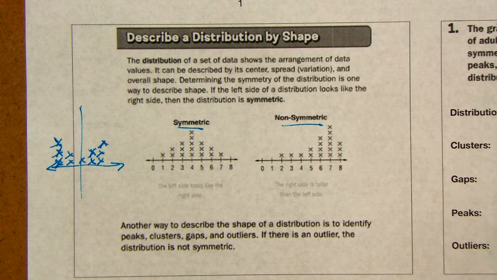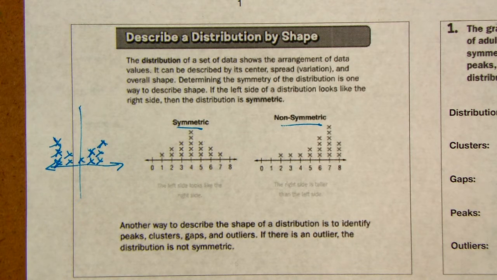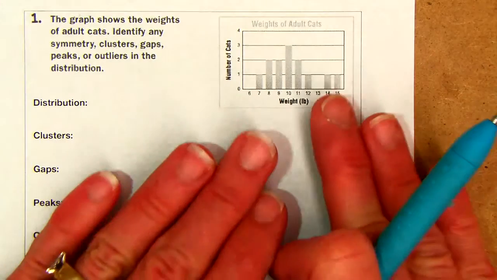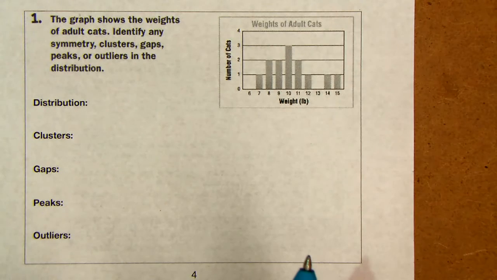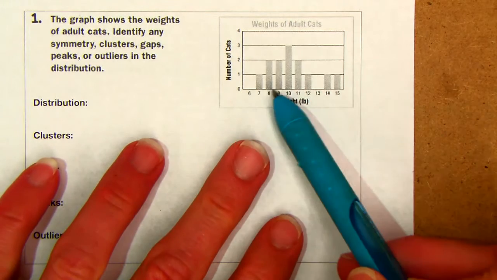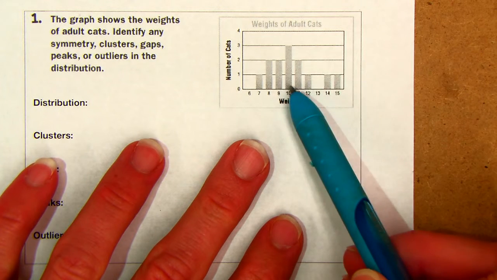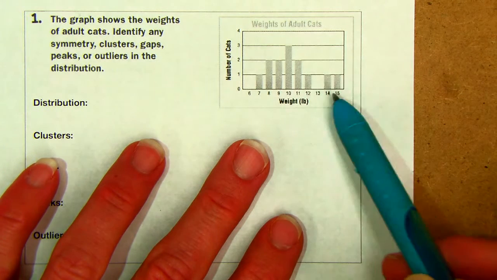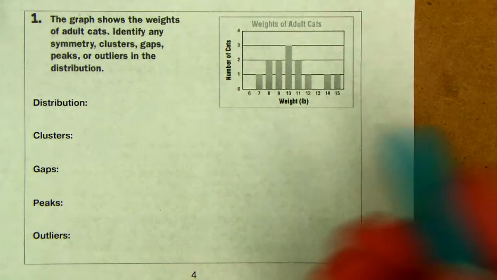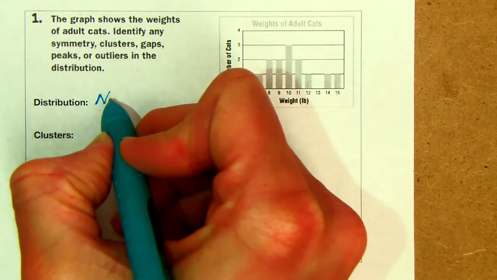Okay, so let's look at this. Let's practice over here on slide number 4. We've got a bar graph over here. So the weight of adult cats. There is one adult cat that's 7 pounds, and 2 that's 8, and 2 that's 9, and 3 that's 10, and 2 that's 11, 1 that's 12, 1 that's 14, and 1 that's 15. Okay, so distribution, is it symmetric or not? The answer to that is non-symmetric, because it's not the same on the right as it is on the left.